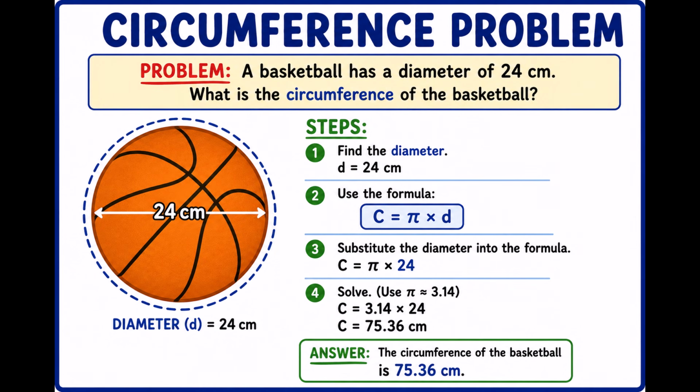Here is a circumference problem. A basketball has a diameter of 24 centimeters. What is the circumference of the basketball? These are the steps. Find the diameter. Thankfully, we are given the diameter of 24 centimeters. Next, we use this formula. We're going to use the formula pi times diameter.